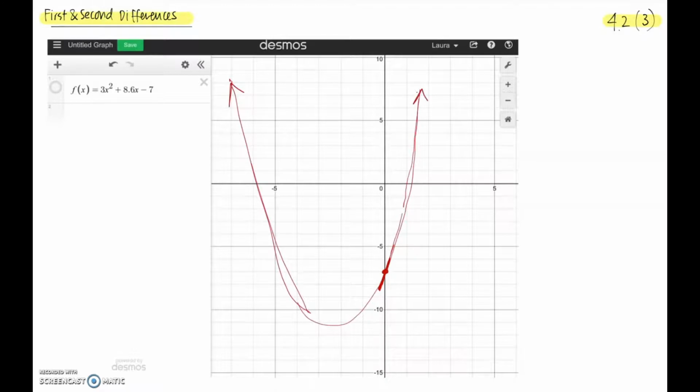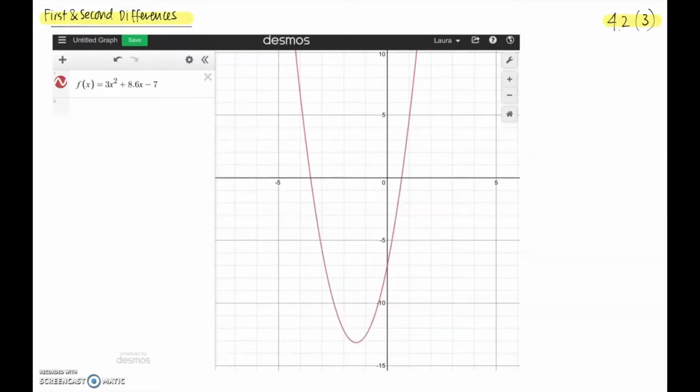Again, we don't know exactly where it bottoms out, but we know its behavior right here at the y-intercept, and we know that it opens up. So now I'm going to have Desmos graph this, and we'll see how close we were. Here's the function, and we were pretty close. It opens up, it hits right at -7, and it's got this instantaneous rate of change at that point that's pretty steep, this 8.6.